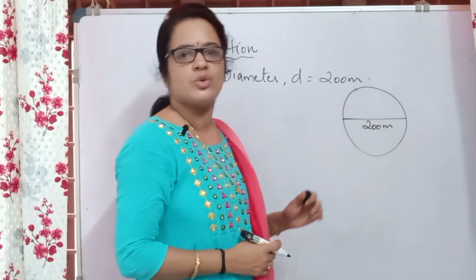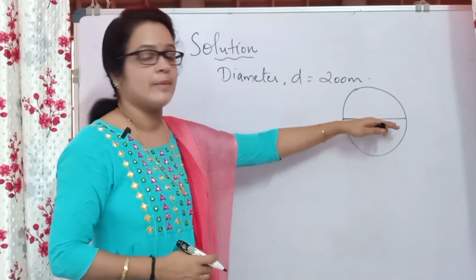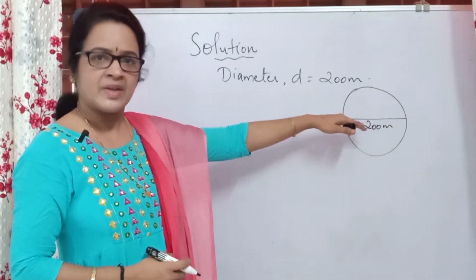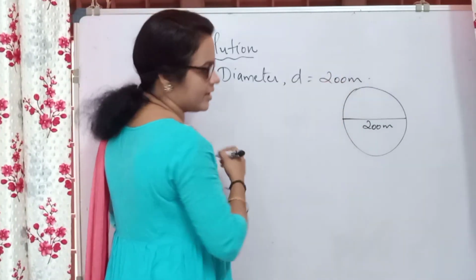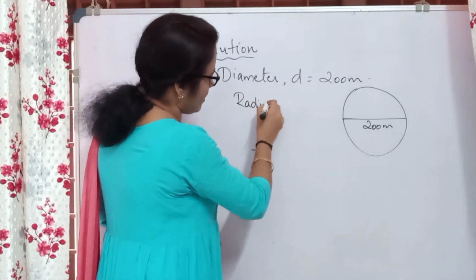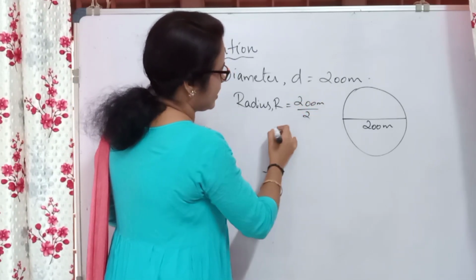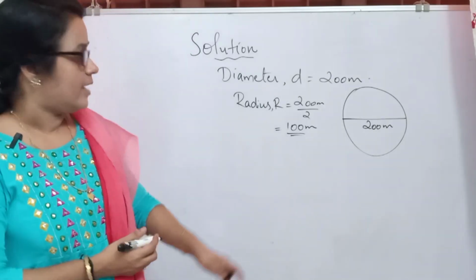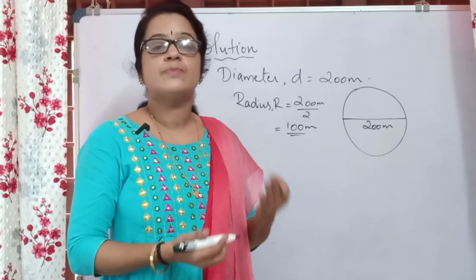So it will be very easy to understand the concept. Here we have a circular path which has a diameter of 200 meters. From this diameter, we can calculate the radius, right? If D is equal to 200 meters, what will be the radius? Radius R is equal to 200 meters divided by 2, that will be 100 meters. So we are getting the radius, and now we have to calculate the total distance and the total displacement.